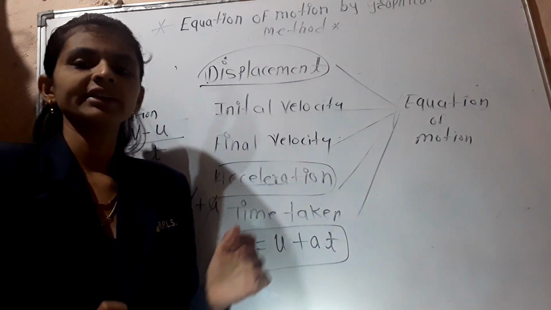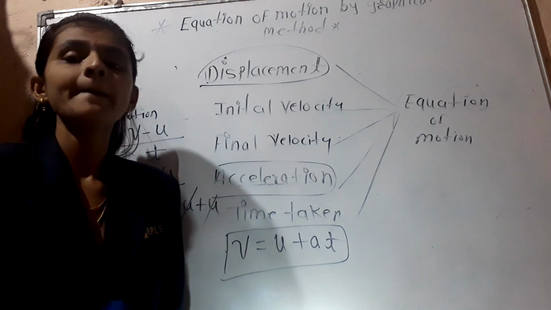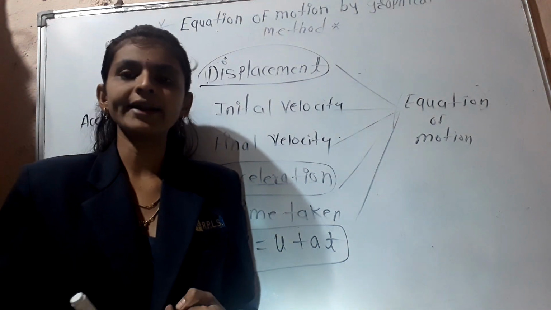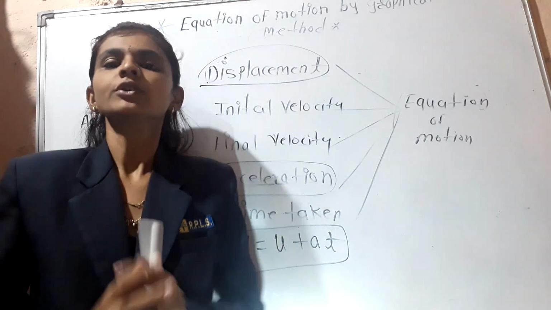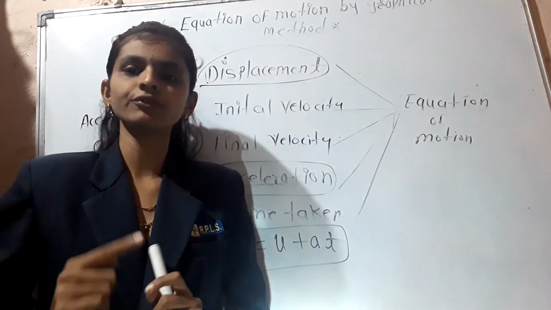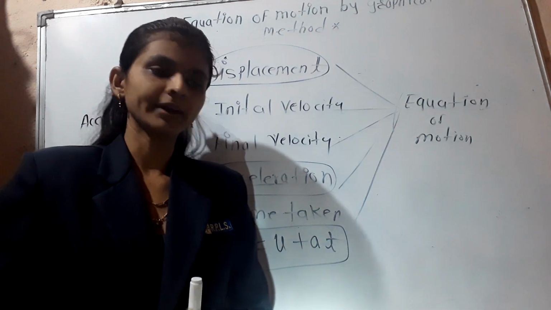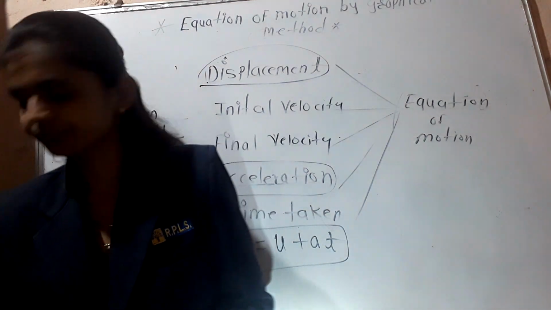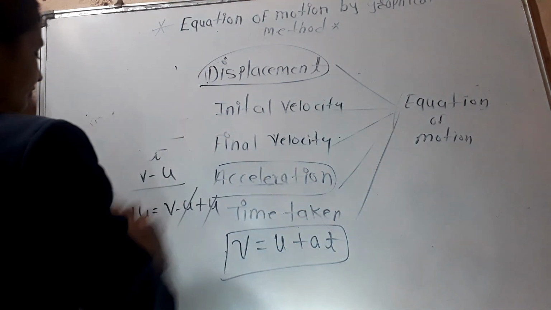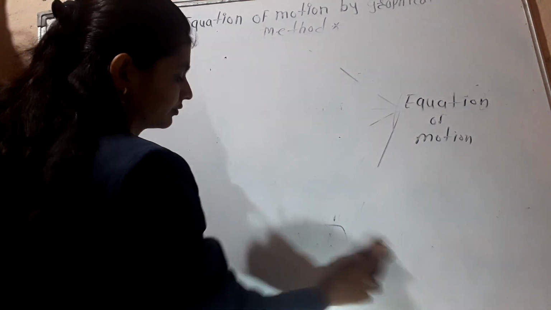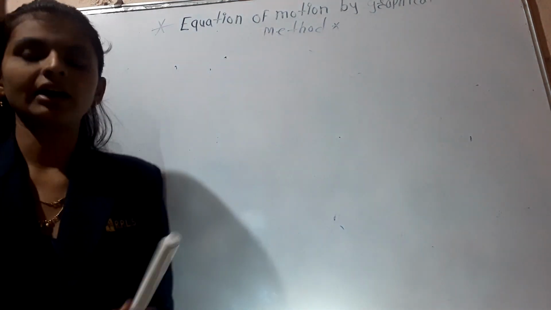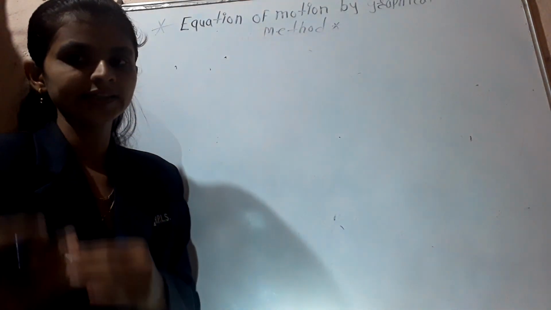OK, so we found this formula randomly, but now our task is to find out the given formula by using the graphical method. So now we have to find out the same formula by using the graphical method. Here we have to draw the graph of velocity versus time.